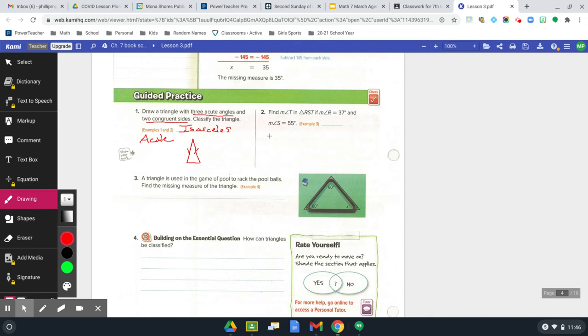So if you don't understand, you have 37 degrees and you have 55 degrees so far in that triangle. So add together to see how much total degrees you have without knowing the third angle yet. Okay, so 37 plus 55, 92. So you have 92 degrees so far in that triangle. Then that means that third angle that I'm missing, angle T, has to be something that's less than 90 degrees. Because remember, we're trying to get to 180.